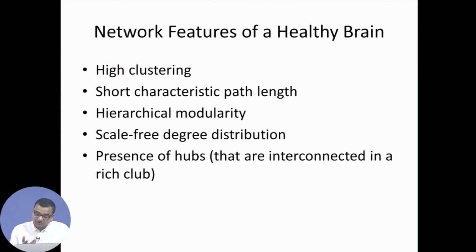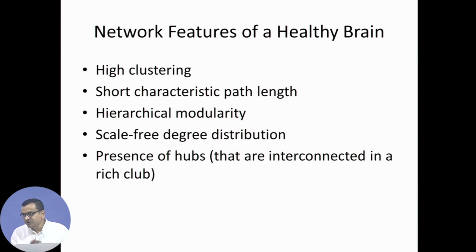So the network features of a healthy brain have been studied across possibly more than a few hundred studies. Each year these days, possibly 1,000 papers are published on the application of network theory to the brain. It shows high clustering, short characteristic path length, hierarchical modularity and scale-free degree distribution, and most importantly, the presence of hubs. And these hubs are also connected with each other, forming a rich club.